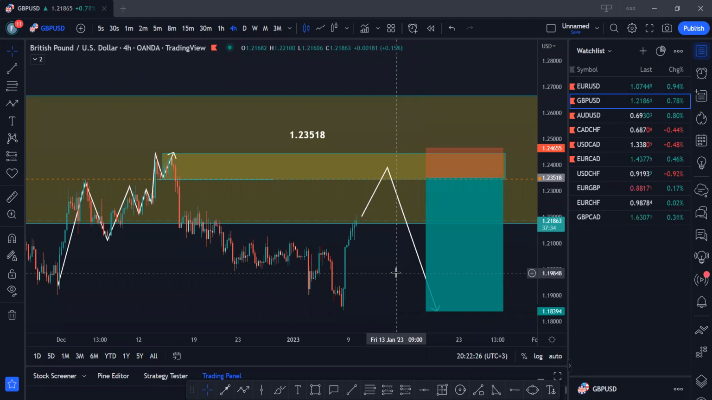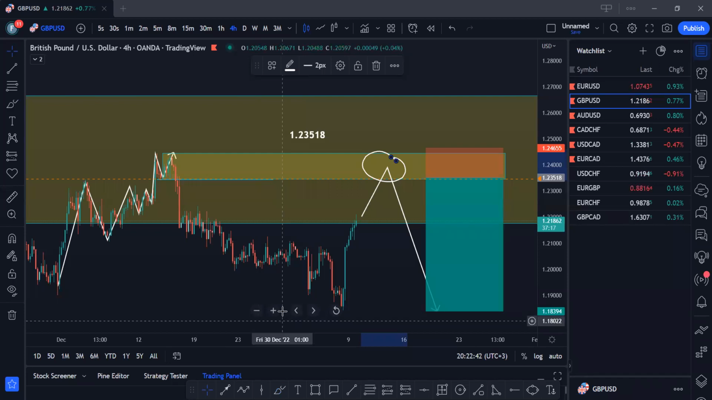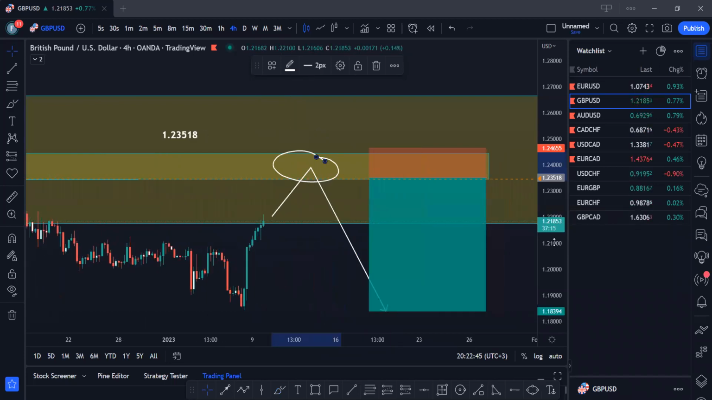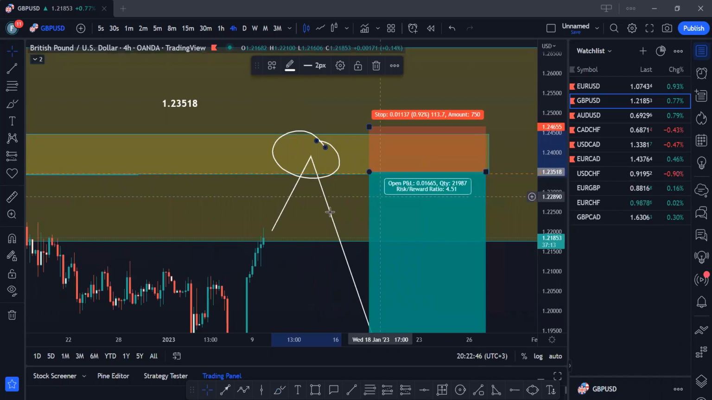But for intraday traders, what you want to do is to get an extra confirmation that when price gets into the zone, there'll be enough supply to push price down. So what you want to do is very, very simple, and this is what I recommend. This is what you should wait for as intraday traders.